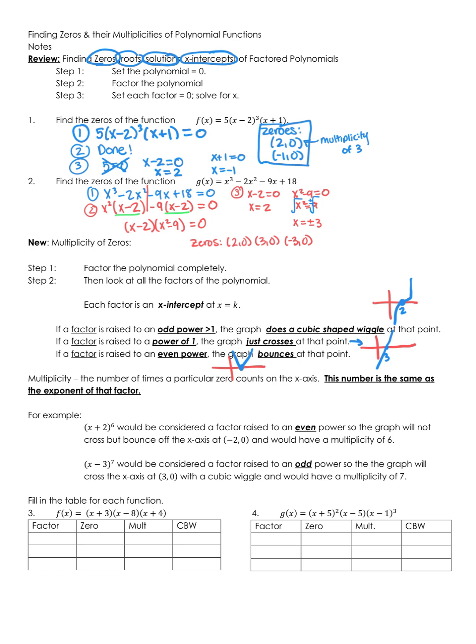So we're going to fill out these tables for a couple of examples. So for problem number 3 here, how many factors do I have? They've already factored it for us. How many factors do I have? 3 factors. So put 1 in each of these parts of the factors column. So x plus 3, x minus 8, and x plus 4. Those are our factors.